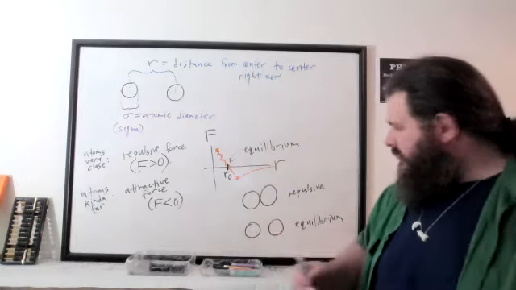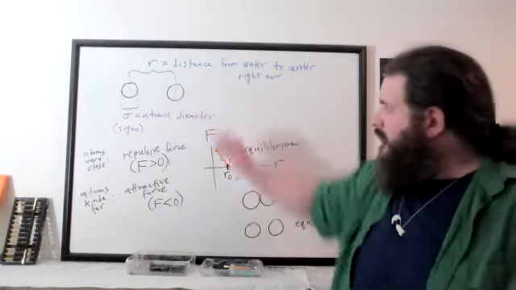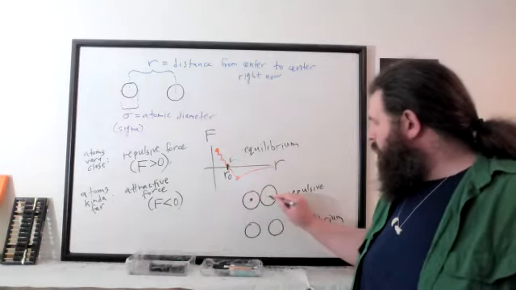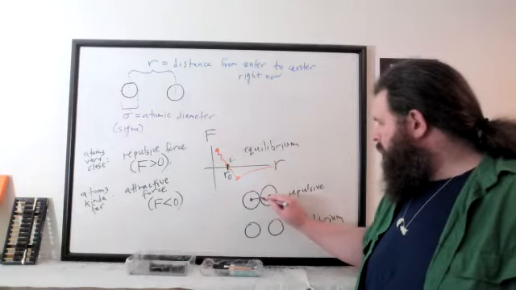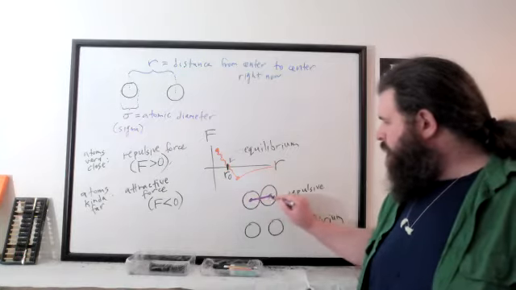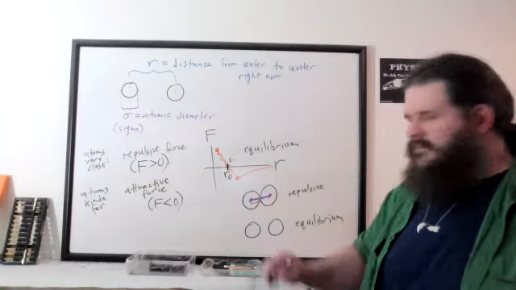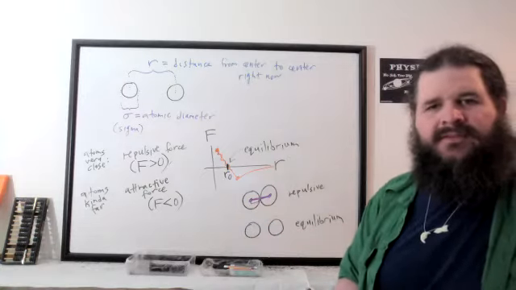And this distance, if you take a look at the distances involved here, again, we're going to be measuring R from center to center. So this distance would be R. But what do we call the distance from center to edge? What would that distance be?